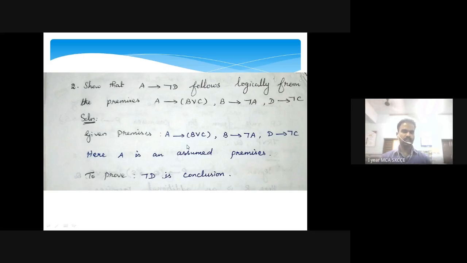So the next problem is: show that A goes to negation D follows logically from the premises A goes to B cup C, B goes to negation A, D goes to negation C. So this is the problem. Actually, the problem means that we have to prove the conclusion A goes to negation D from these premises. We can use these three premises and we have to arrive at the conclusion A goes to negation D.